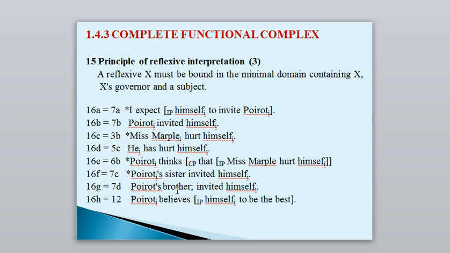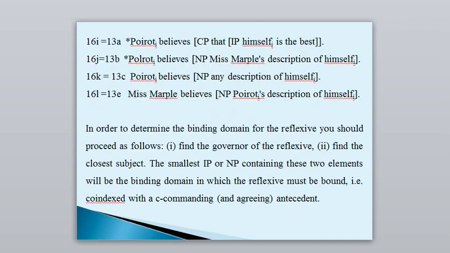The other one, "Poirot's brother invited himself." This is okay because himself can come back to the brother, and there is a match between the gender of these two NPs. They are both masculine, so brother can be the antecedent of himself, and this is okay. And the other one, "Poirot believes himself to be the best." Again, this is okay because himself can come back to Poirot as its antecedent, and this sentence is correct.